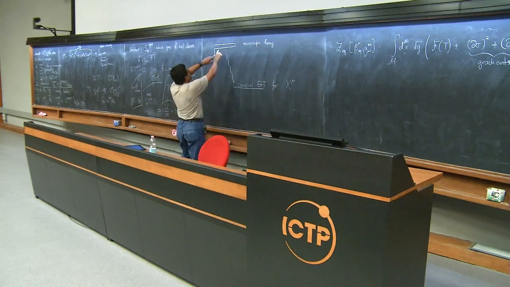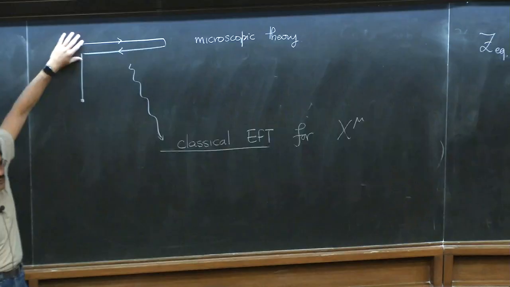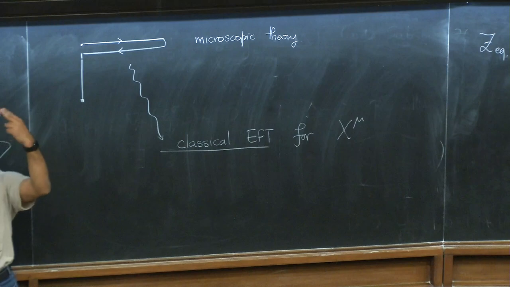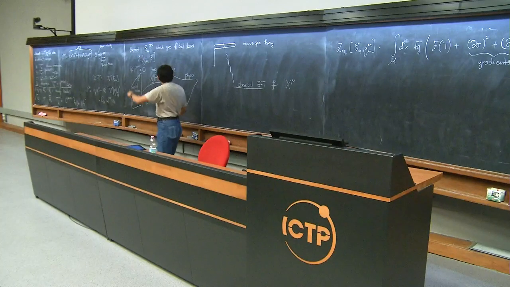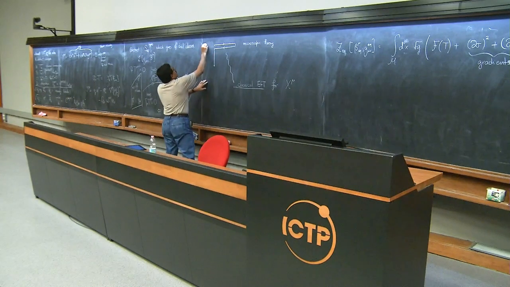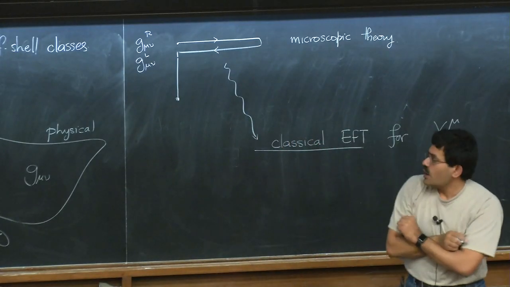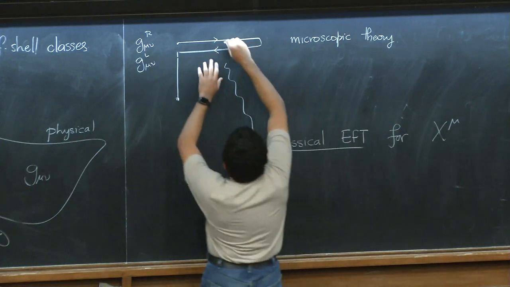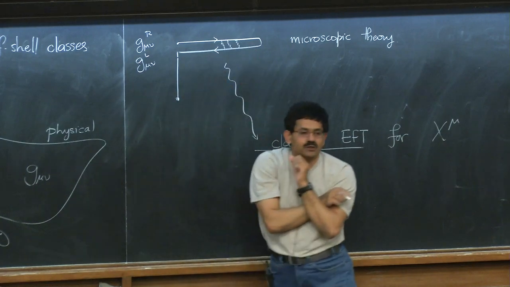And the answer is provided by the contour, because on this contour, just as I have two sets of fields, I also had two sets of sources. I had right and left sources, which I was calling J right and J left. But that means that I have G mu nu right and G mu nu left in the microscopic theory. Not only that, because of the structure of the Schwinger-Keldysh theory, there are interactions between the left and the right contour.